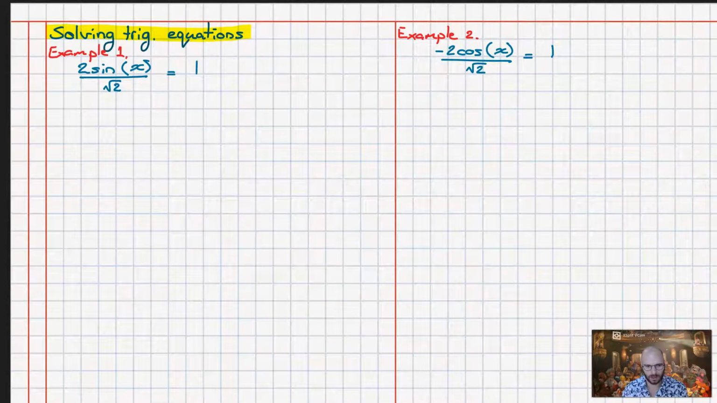Welcome to this video on the topic of advanced trigonometry. In this video, we're going to have a look at how we can solve equations that involve the trig functions.